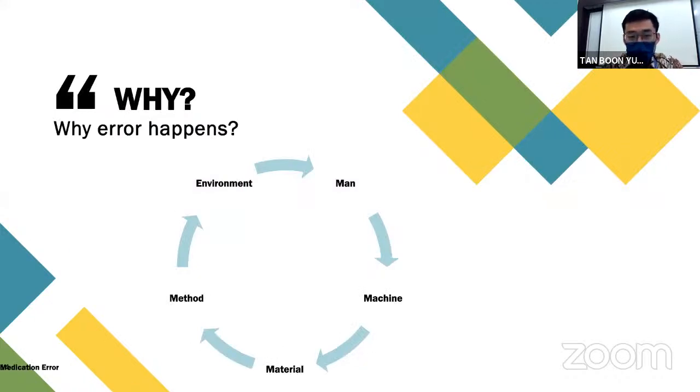Okay, so why does error happen? Of course, if there is a medication error, all of us will ask, why did the error happen? Okay, so the first factor will be man. Man will be something like attitude. Attitude is a man issue. Okay, not enough staff, insufficient staff is man. Okay, insufficient experience, it is man.